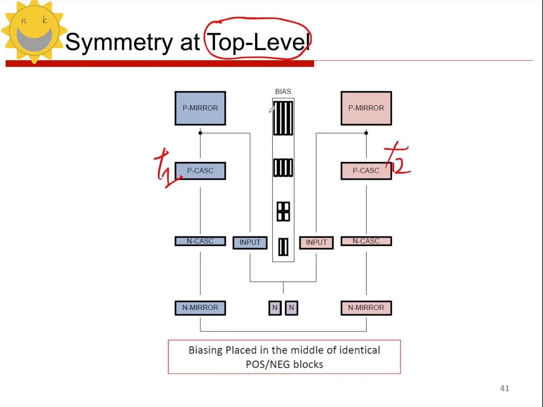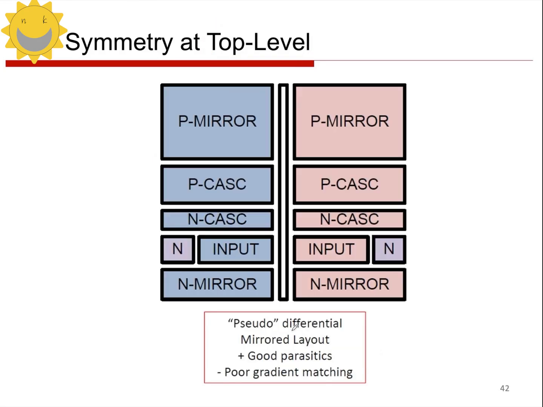In this way, the whole layout is based on the bias as the central axis. It forms a left-right symmetrical structure. In this case, the bias is placed in the center, and the positive and negative blocks are symmetrically arranged. So this is a top-level symmetrical structure. If you draw the layout in this way, it will look like this. All the devices on the left are placed on the left, and the devices on the right are placed on the right, and then the bias is placed in the middle.